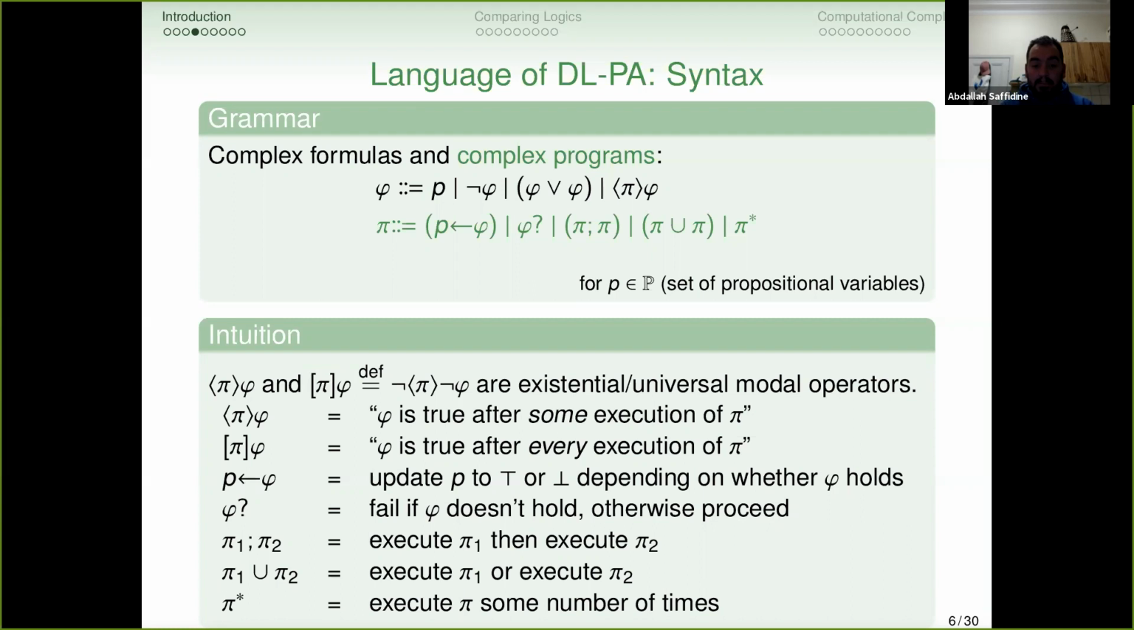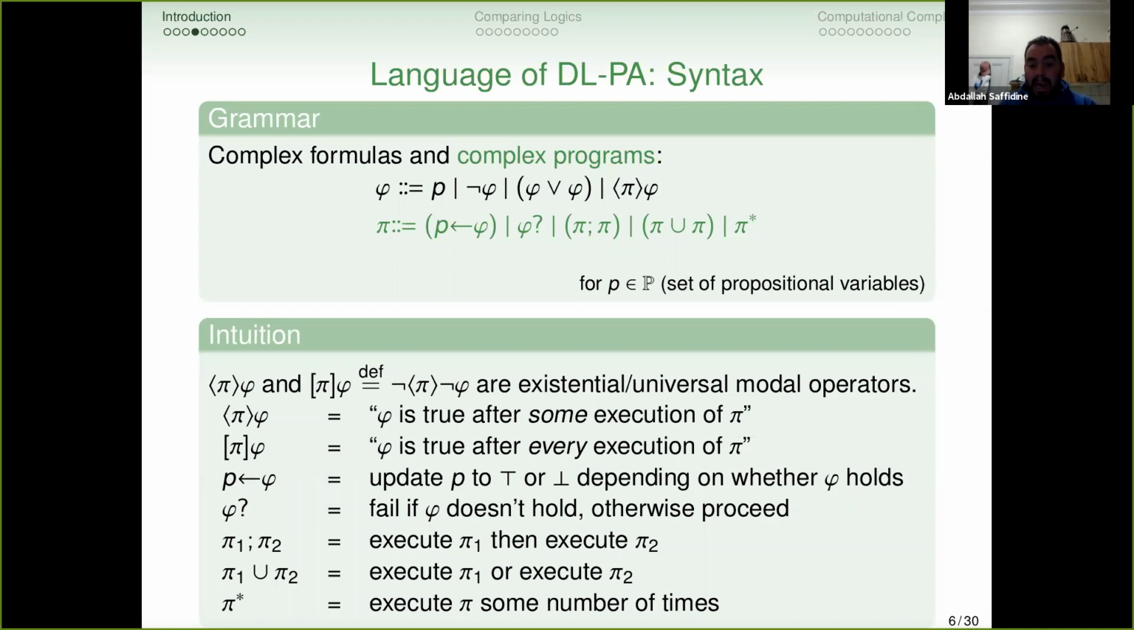The test: I evaluate my formula, and if the formula is false, I fail. The program fails, like an assertion error in C, or there's no outcome. And this sort of failure is especially relevant when we think of the diamond operator. Phi is true after some non-failing execution of pi.